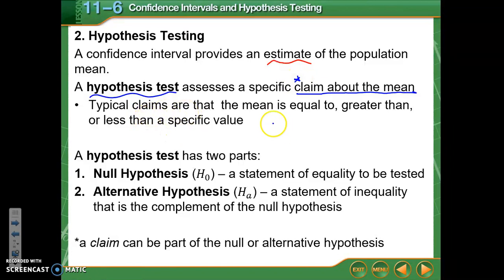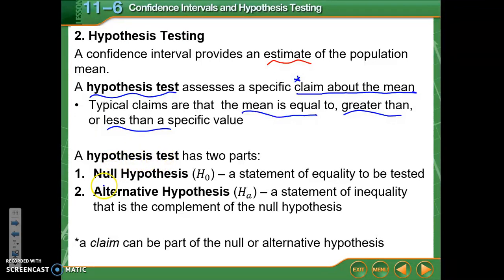Normally, we claim that the mean would be equal to something, greater than something, or less than something. So usually we're just claiming the mean equals this, the mean is greater than or equal to this, or less than or equal to this. So a hypothesis test has two parts.